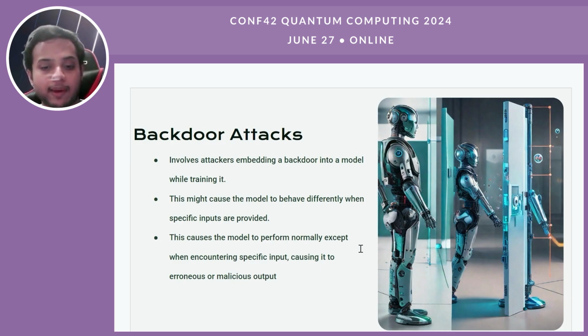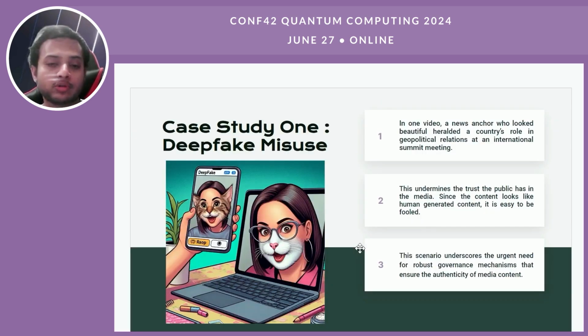An example of a backdoor attack would be a surveillance system that could be made to ignore specific individuals, effectively creating a security loophole. So the prevention and mitigation of such attacks include rigorous inspection of training data, continuous monitoring of model behavior, and applying techniques to detect anomalies in the model's response. Now let's go through different case studies where GenAI is used. So in case study 1, we have a deepfake misuse.